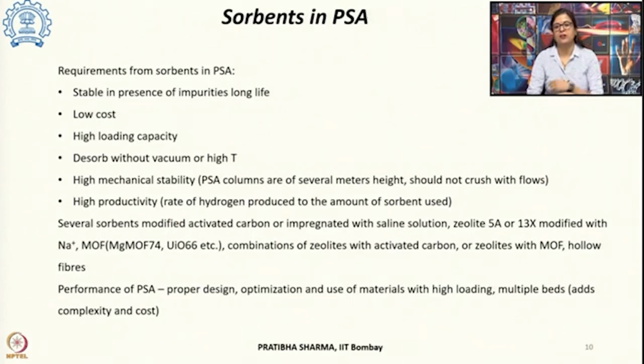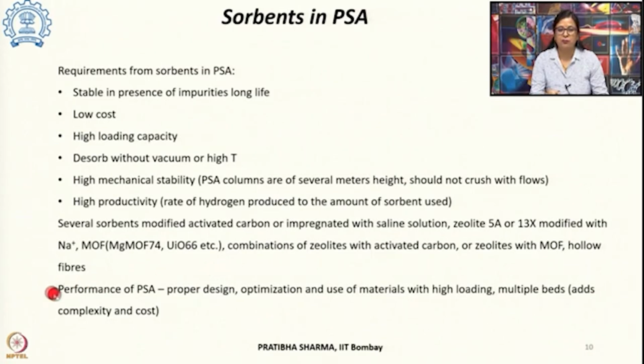Now, other than the sorbents that we have seen, there can be many other sorbents. These are modified sorbents, like modified activated carbon or carbon impregnated with saline solution, or it could be zeolite 5A or zeolite 13X modified with sodium ion, or metal organic frameworks like MgMOF74 or UiO66. There could be combinations of zeolite with activated carbon, zeolites with metal organic frameworks, or hollow fibers that can also be used as sorbents.